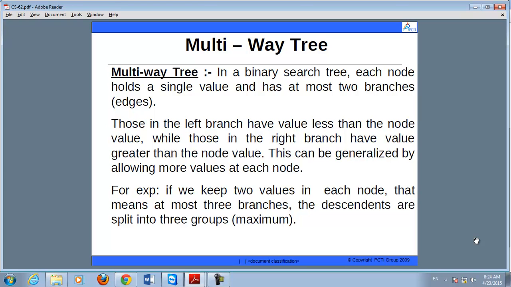In today's session, we will discuss multi-way trees and B trees. And after this, we will discuss graphs, which are also a part of non-linear data structures.